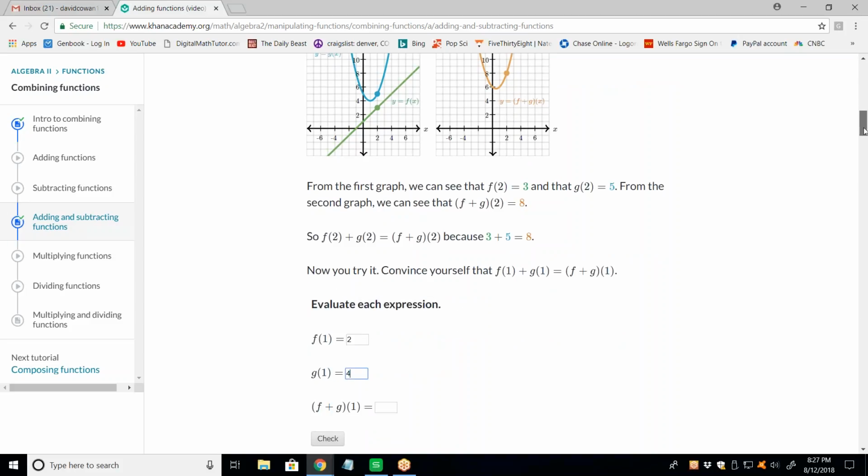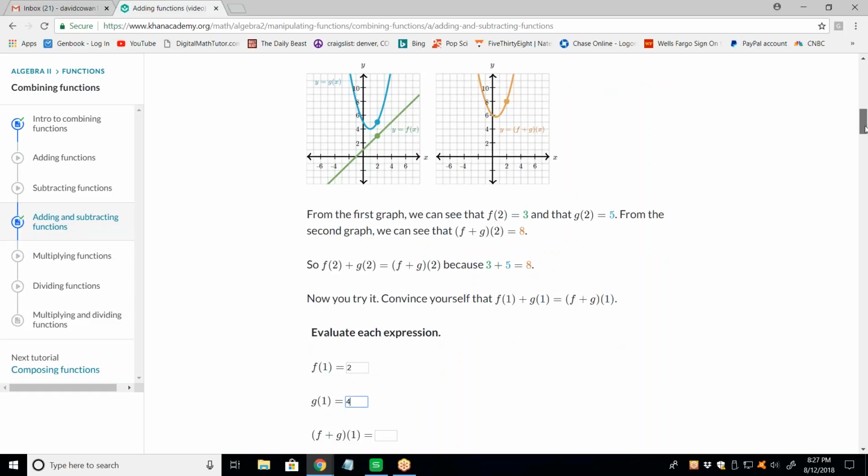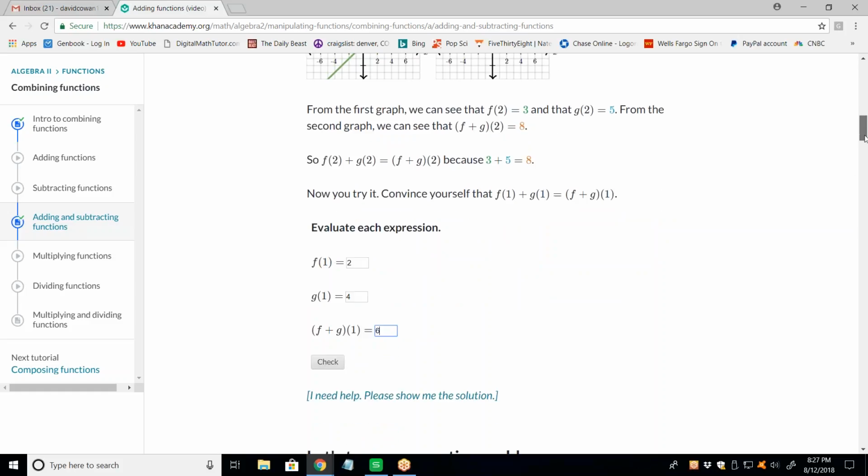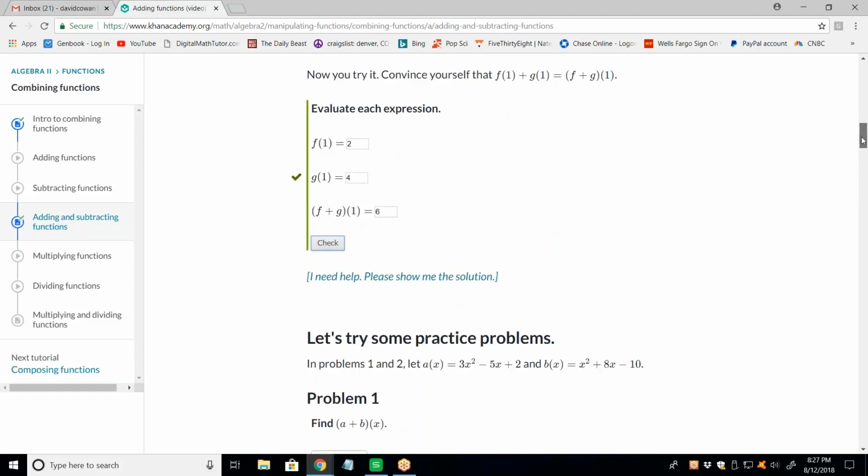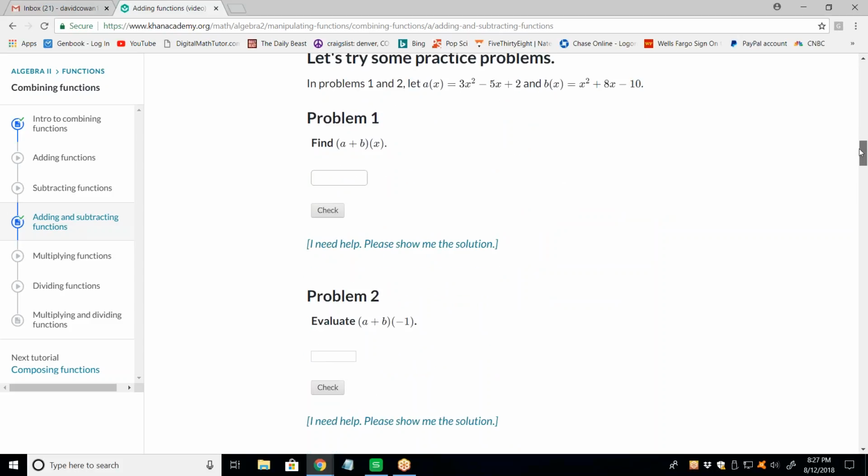And what is f plus g of 1? That is 6. I think you understand it. Okay. Now notice here we have two different functions. One of them is quadratic and the other one's quadratic. So, add the two of them together. That's what a plus b of x means.